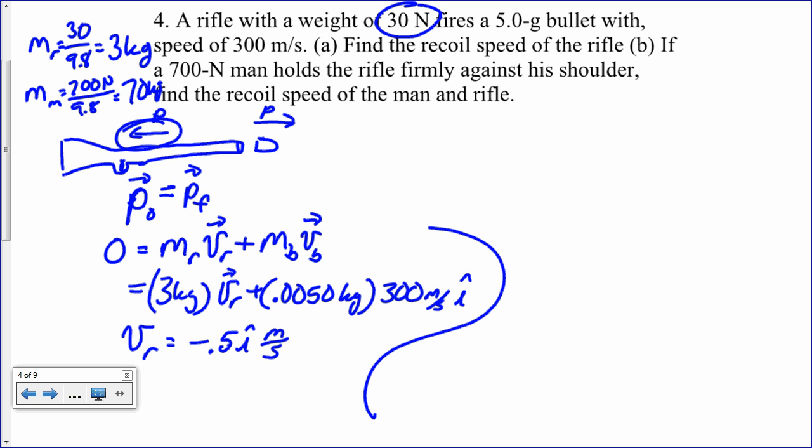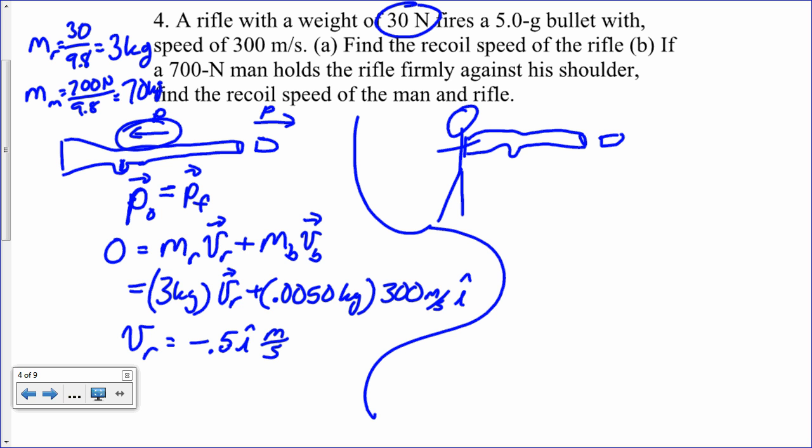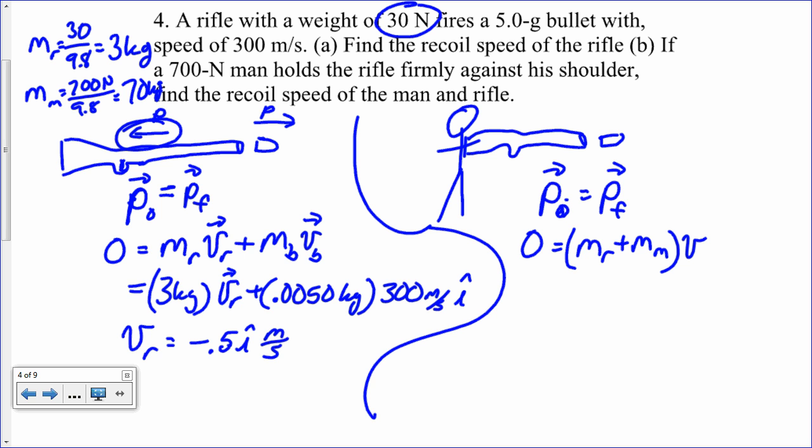All right, now consider the rifle being held by a man. And so now our system has changed quite a bit, because now I don't just have the mass of the rifle to consider. I have the mass of the man as well. All right. So my initial momentum is still 0, and it's equal to the final momentum. So 0 equals the mass of the rifle plus the mass of the man times the recoil velocity, the recoil speed, plus the mass of the bullet times the velocity of the bullet. And here I'm going to be looking for that recoil velocity of the man and the rifle.